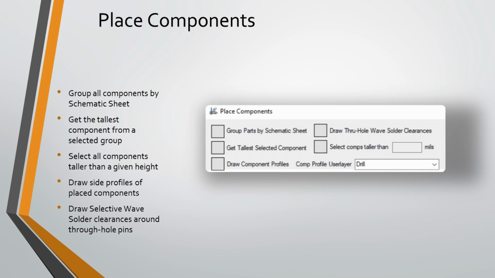This function takes a lot of the manual effort out of that process by making smaller groups of components based on the schematic sheet they are on. Depending on the number of components in the board, this could save hundreds or thousands of mouse clicks and hours of manual work.